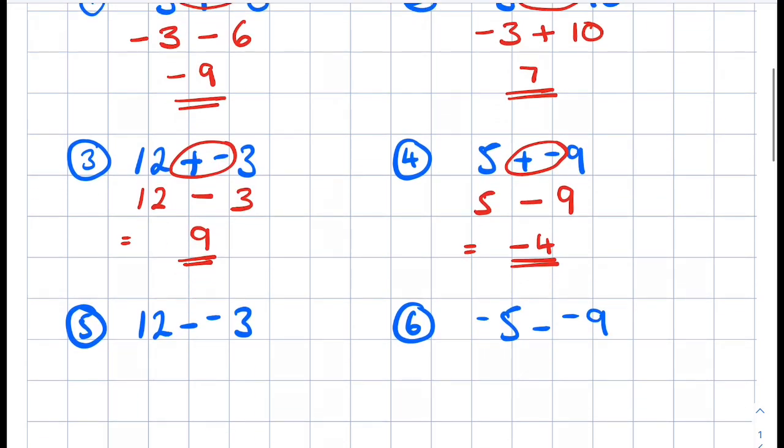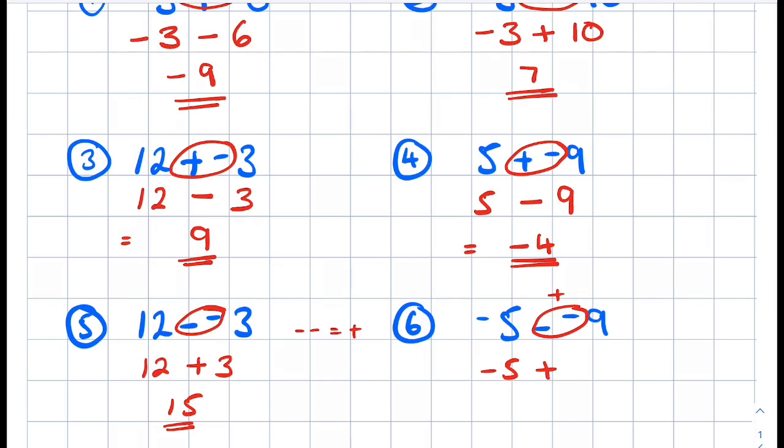Right, just some more examples. Again, two negative signs. Don't forget, two negative signs result in a positive. Here the calculation will be 12 plus 3, and the answer is 15. Next one, two negatives can again be replaced by a positive. So we've got minus 5 plus 9, which will give you a positive 4.